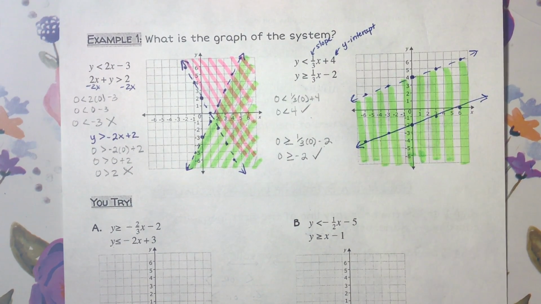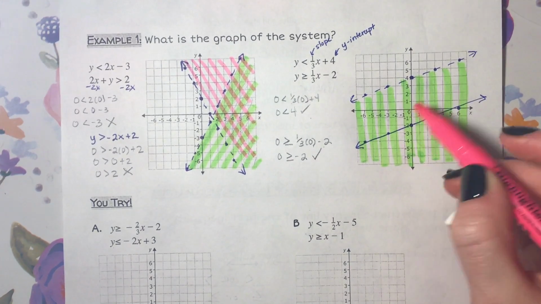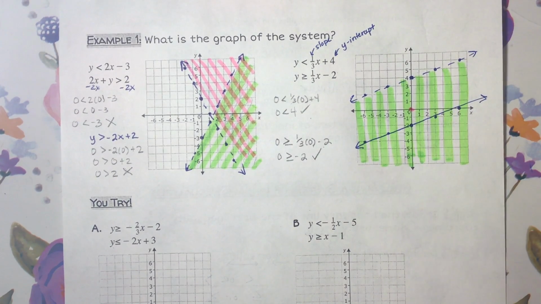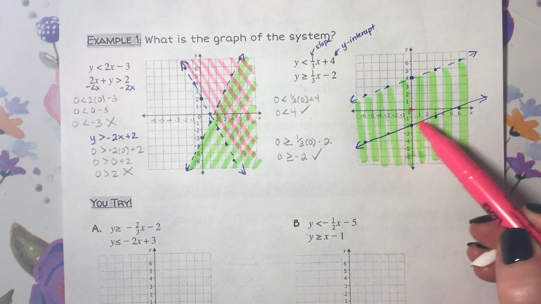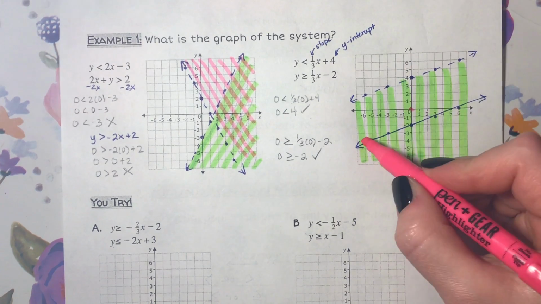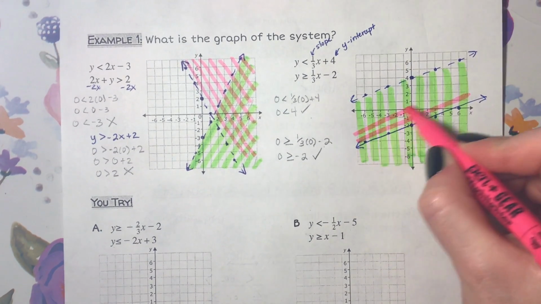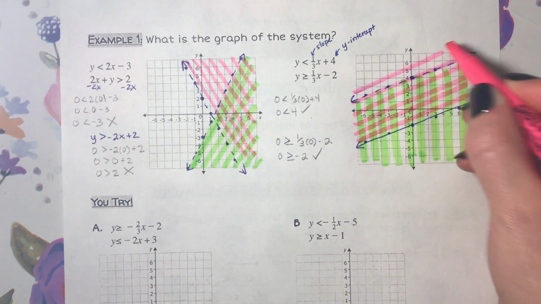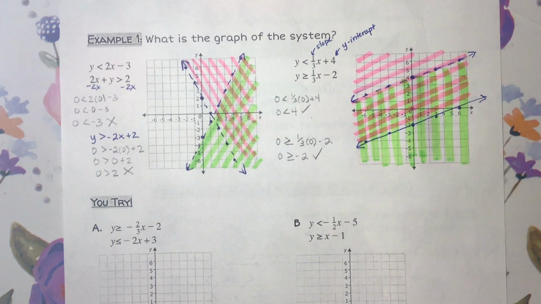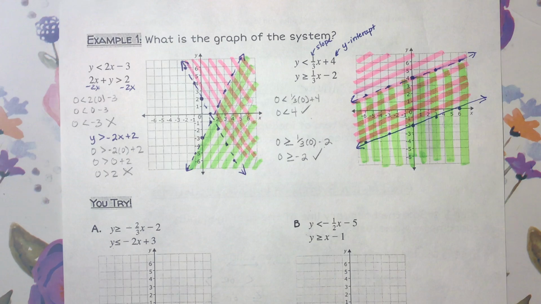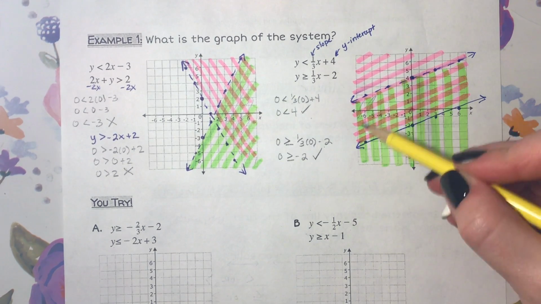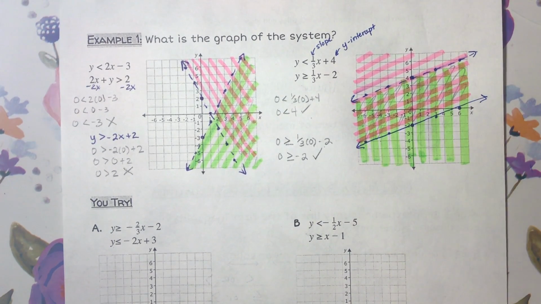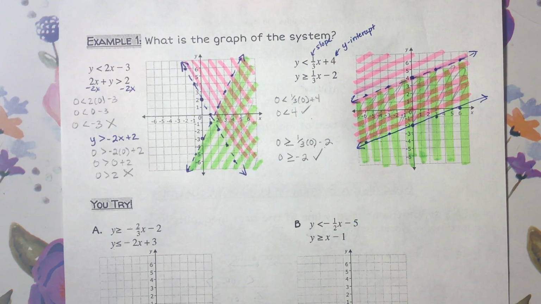So now I'm going to shade on the same side as that point. So right here is where that point 0, 0 is. It is above this solid line, so I need to shade everywhere above that solid line. My solution set is going to be where they overlap and crisscross. So that's this section right in here, where there are both green and pink marks.